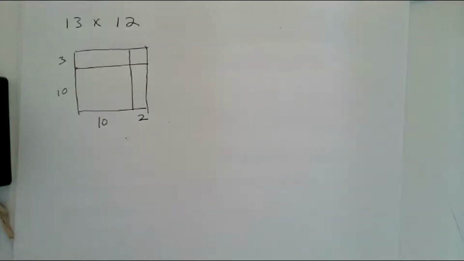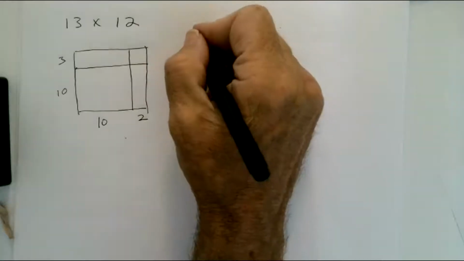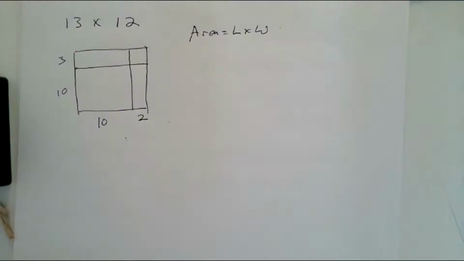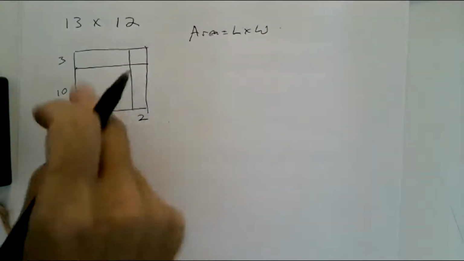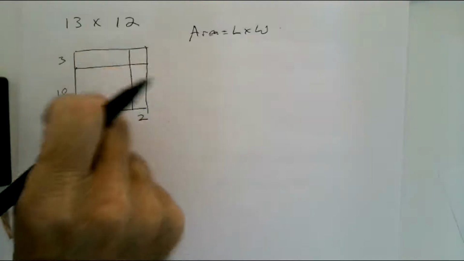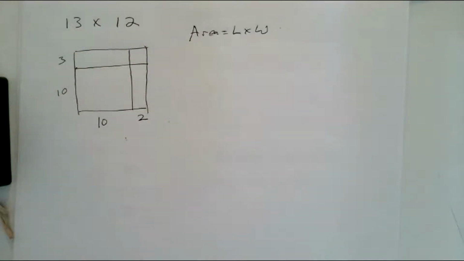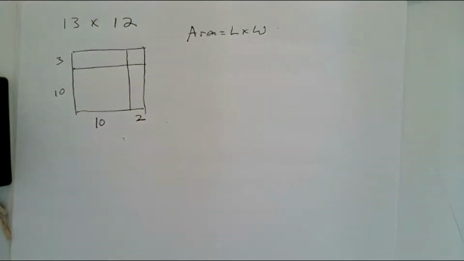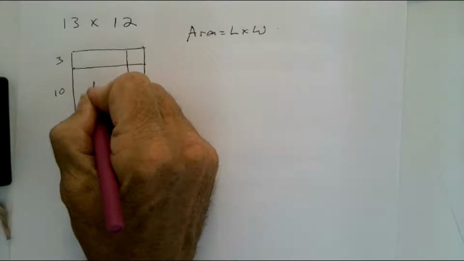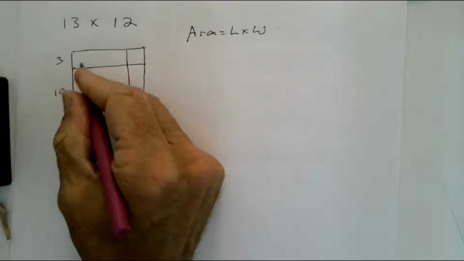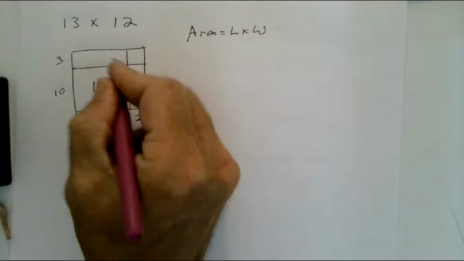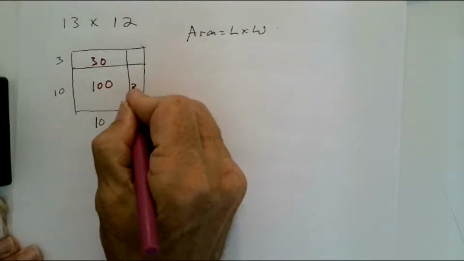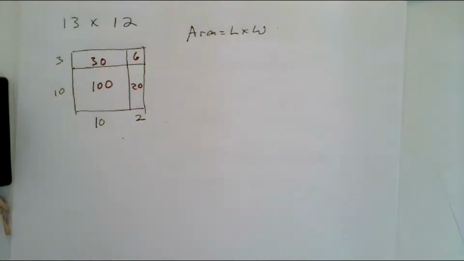So I'm looking at area. Area is length times width. So that's our model. Multiplication of 13 times 12 is equivalent to finding the area of this piece of carpeting. So I have 4 pieces. This first piece, 10 by 10, is just 100 square feet. The next piece up here, 3 in this direction, 10 in that direction, is 30. Down here, this skinny piece, 2 here, 10 there, 2 times 10 is 20. And 2 times 3 is 6.